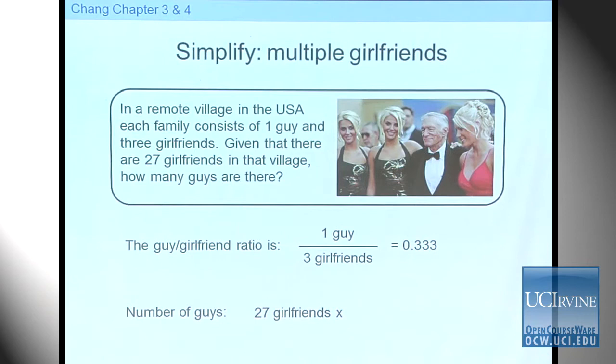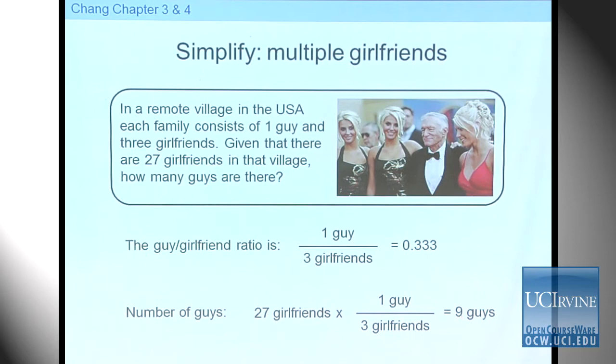And you multiply that with this ratio, converting basically the unit of girlfriends into the unit of guys. So this ratio between two units is a conversion factor. Girlfriend unit crosses out, and I'm converting girlfriends into guys. Very interesting. Think about it. But that's just what happens in this calculation. 9 guys is your answer.